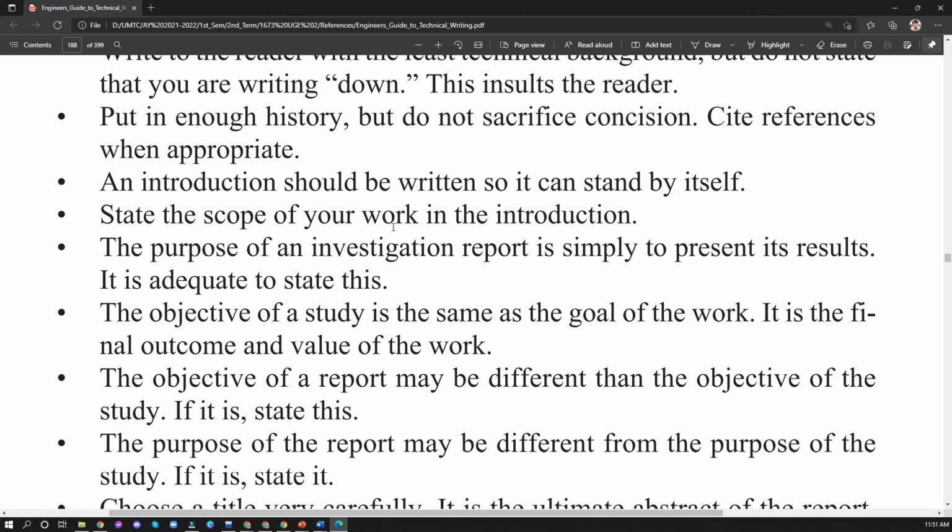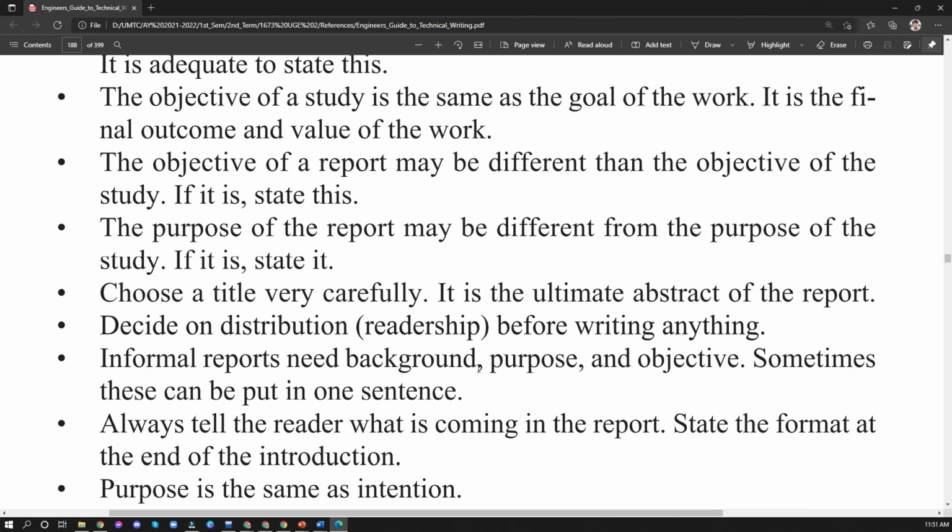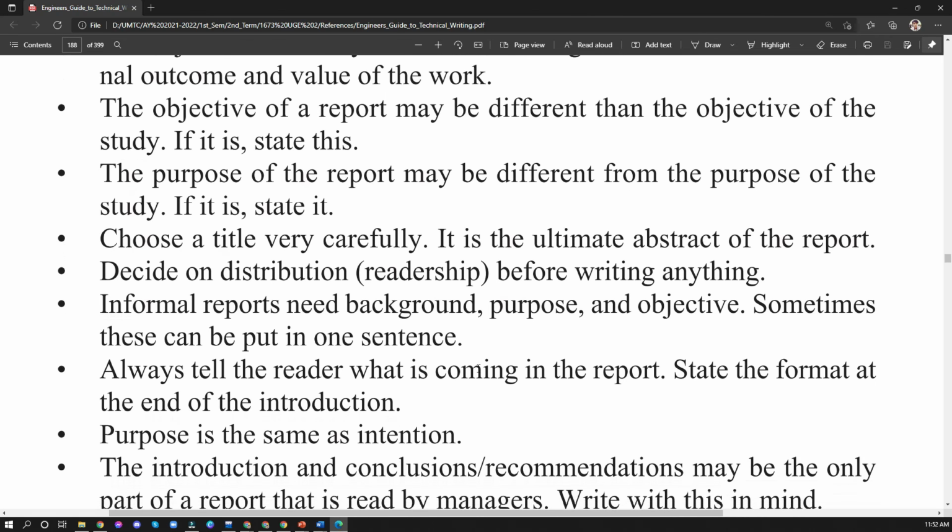Then state the scope of your work in the introduction. So sa introduction pa lang kita na ba kung unsa ang mga scope sa imong report, unsa ang maapil sa imong report, no? Then the objective of the study is the same as the goal of your work. It is the final outcome and value of your work. Importante kaayo ni diri, diba?